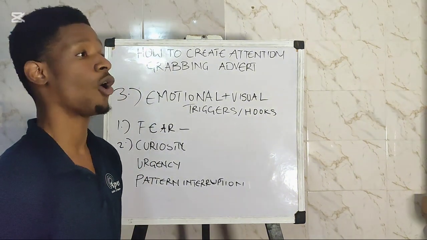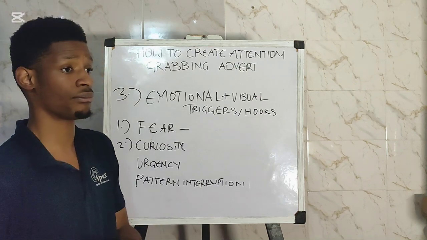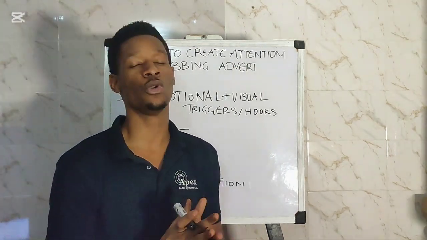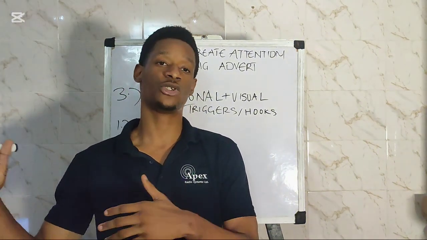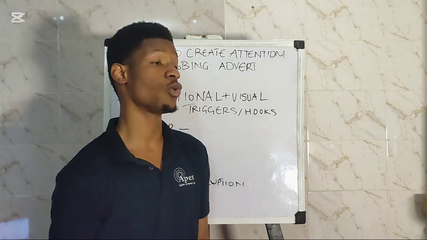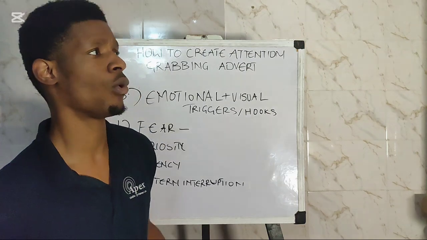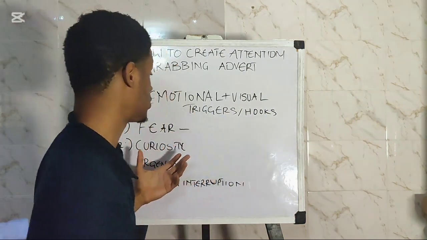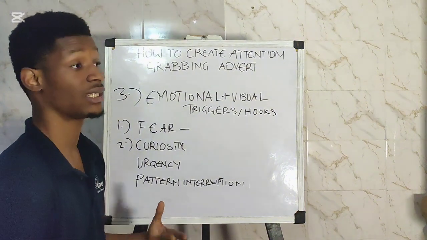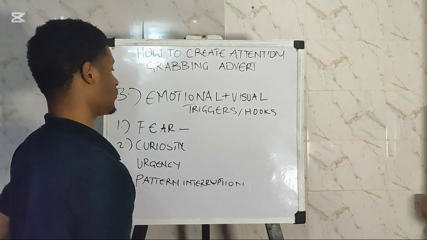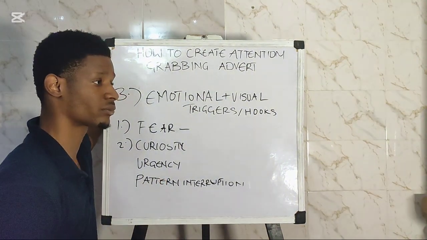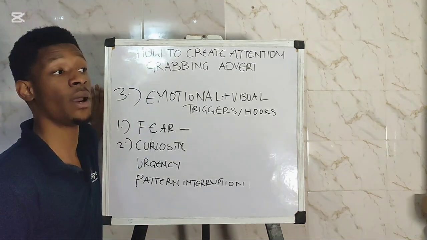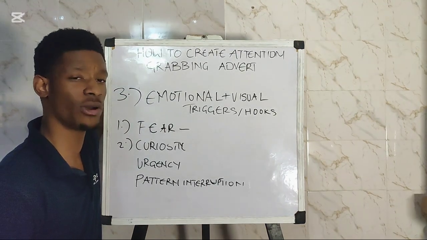Curiosity hooks or curiosity emotional triggers are hooks that will make people want to know what is going to happen as you go on in the video. When you use hooks that will make people wonder, "Okay, what is this guy going to say next?" those are curiosity triggers or curiosity hooks. Basically, you use hooks that make people wonder what is going to happen next.